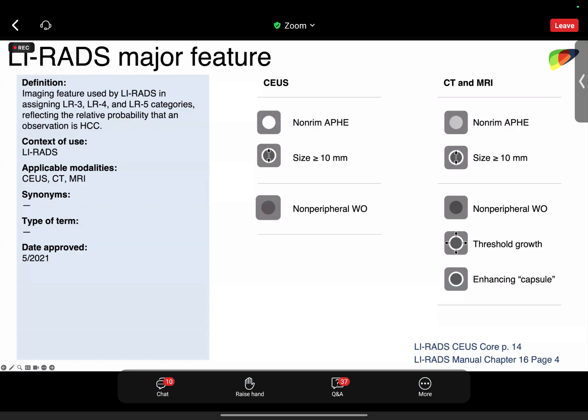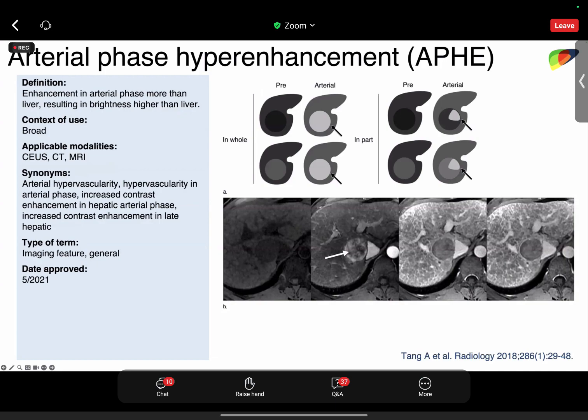Arterial phase hyperenhancement, or APHE, is defined as enhancement in arterial phase more than the liver, resulting in brightness higher than the liver. We can see that it applies either to an observation in whole or in part of an observation. You see the schematic on top in A and an example on MRI on the bottom, showing the APHE phenomenon.